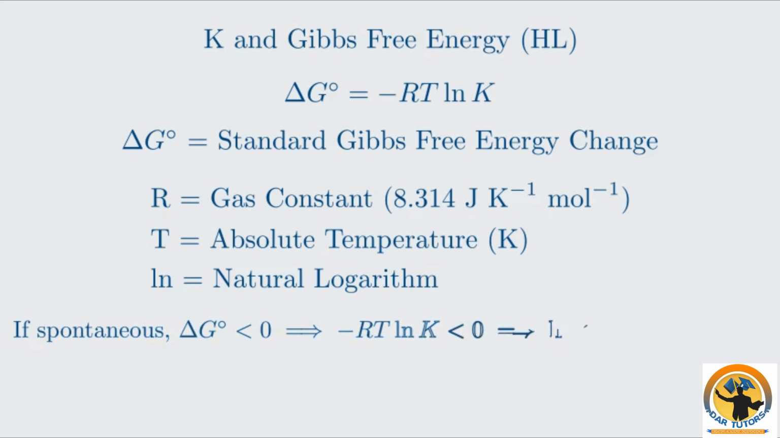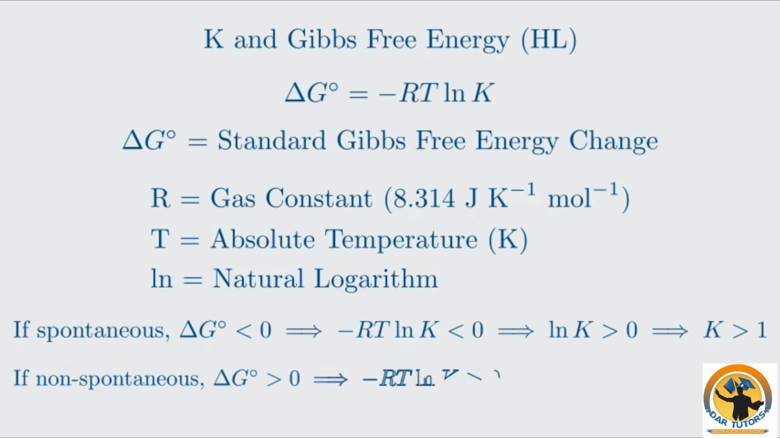This makes sense. A spontaneous reaction favors products, and a large K means products are favored at equilibrium. If a reaction is non-spontaneous, ΔG° is positive. The right side is negative, requiring K to be less than 1. This means the reactants are favored at equilibrium.